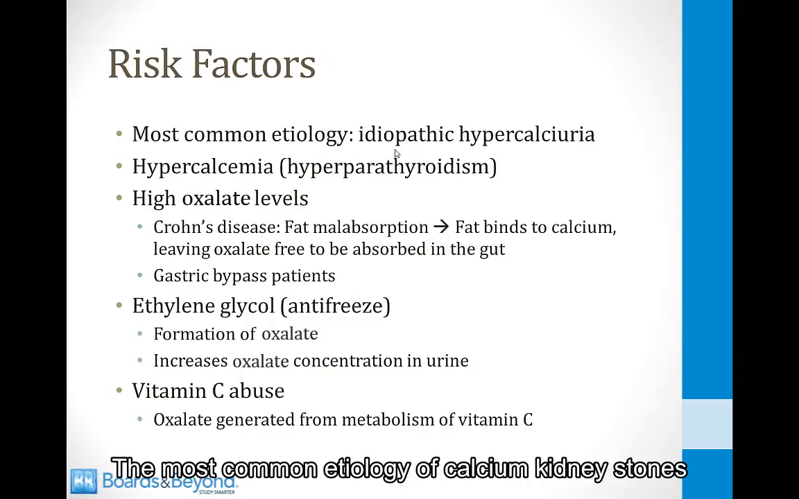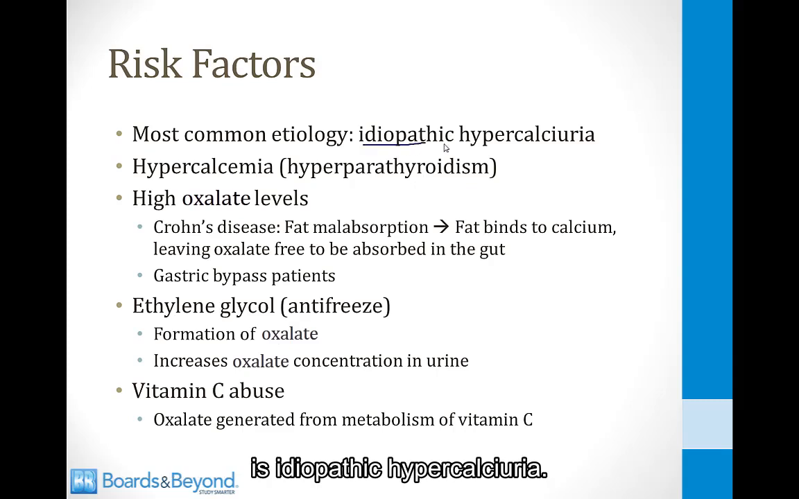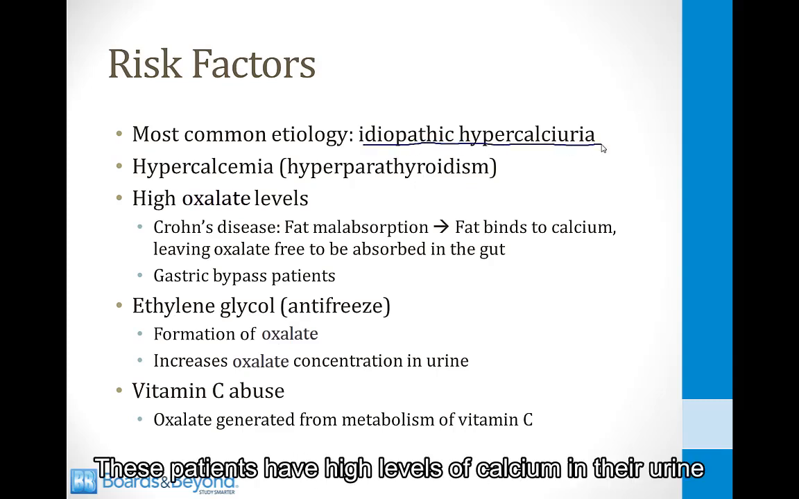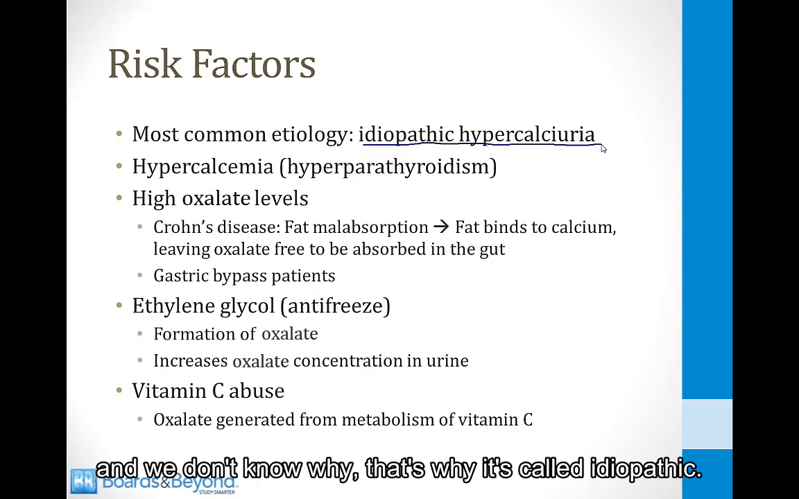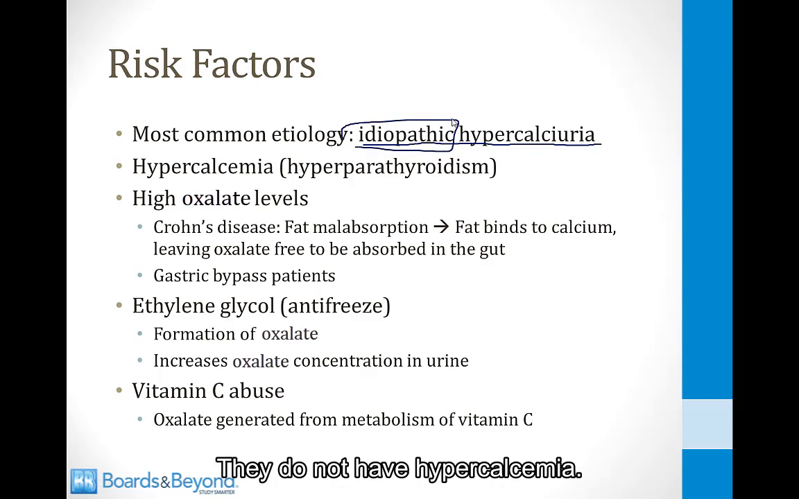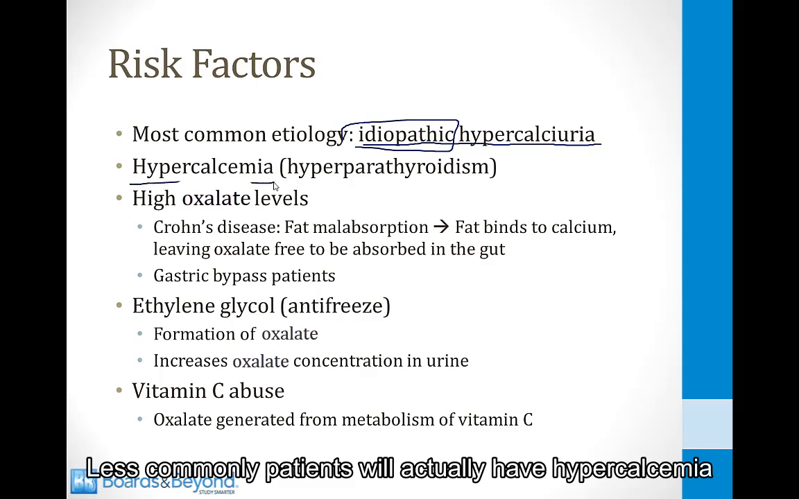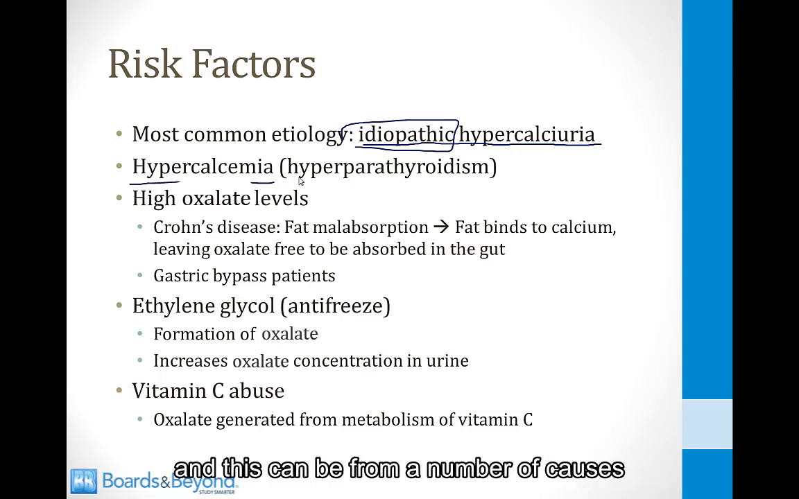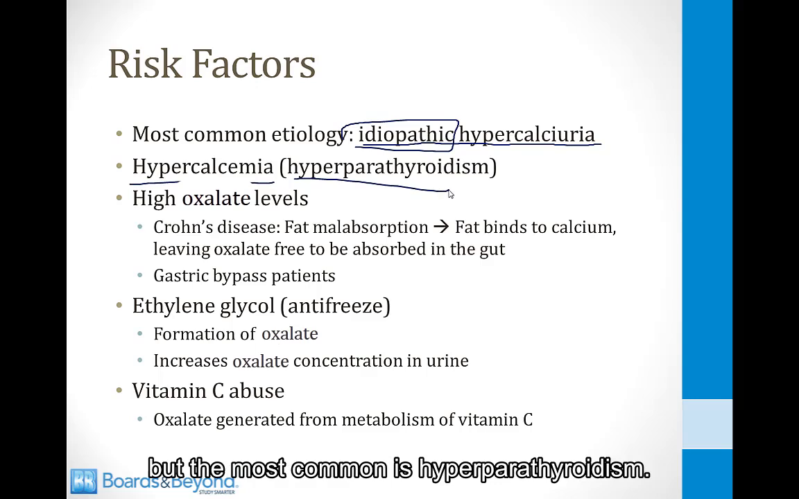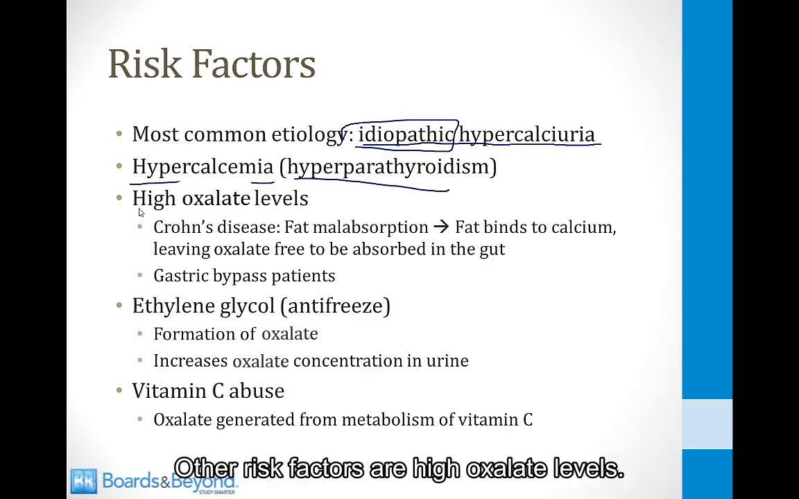The most common etiology of calcium kidney stones is idiopathic hypercalciuria. So what do I mean by that? These patients have high levels of calcium in their urine, and we don't know why. That's why it's called idiopathic. They do not have hypercalcemia. They have normal calcium levels in their blood. Less commonly, patients will actually have hypercalcemia, and this can be from a number of causes, but the most common is hyperparathyroidism. Other risk factors are high oxalate levels.